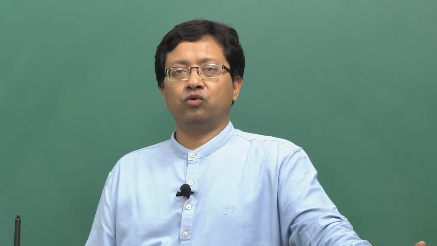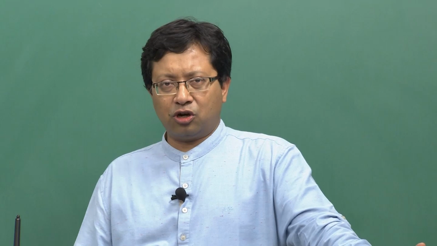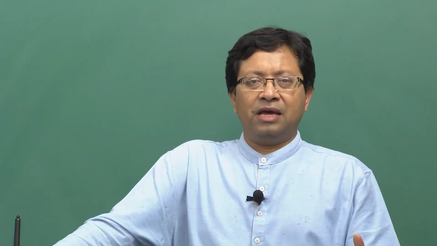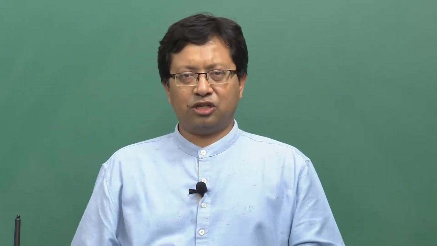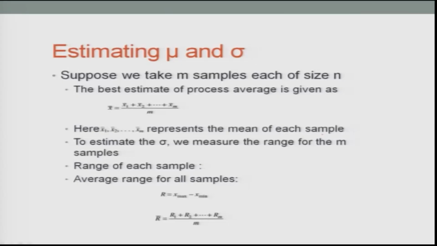So, what do we do? If the mean value of the population is not known, we take the records from the sample, find out the sample mean estimate and use it as the best proxy. In the similar case, if sigma or the population standard deviation is not known, we take the help of the sample and do it accordingly. So, now first we need to estimate mu and sigma. Suppose we take m samples.